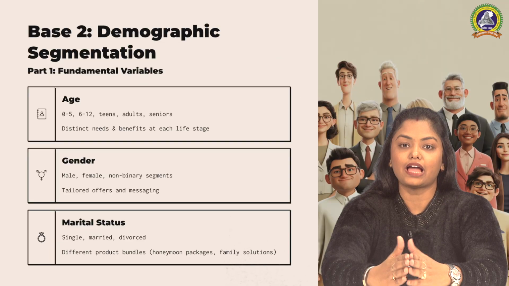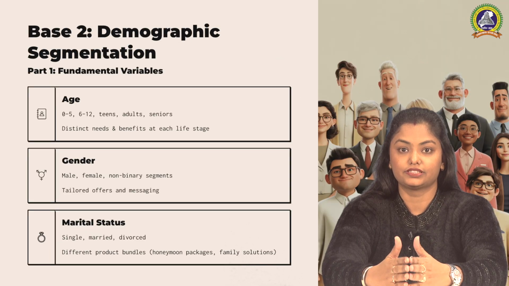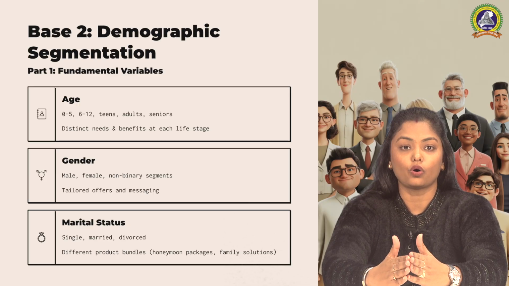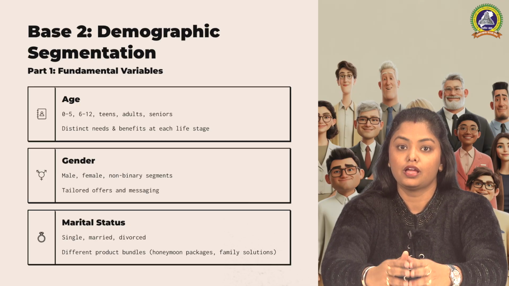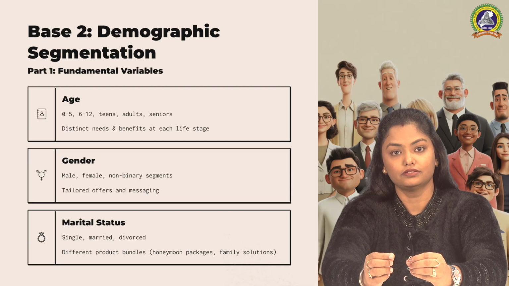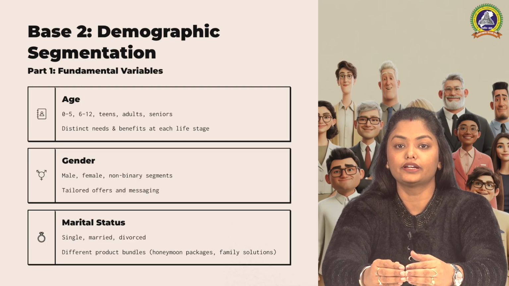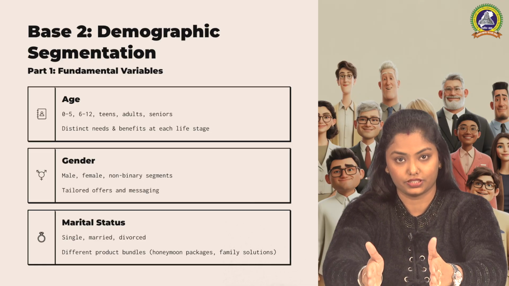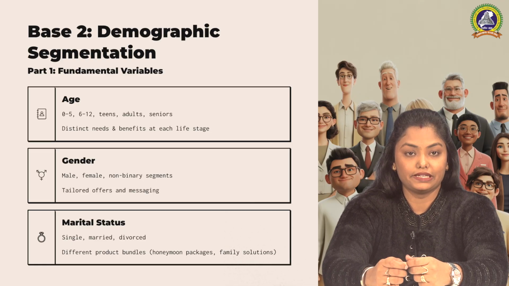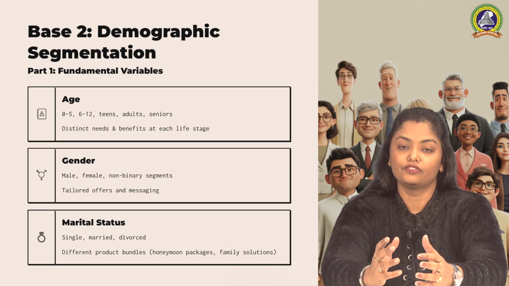Next, we have demographic segmentation. This is the most common and arguably most effective method of segmenting a market, primarily because these variables are easy to measure and often directly correlated with the needs and wants of customers. Demography refers to the study of population. Let's look at the key variables.